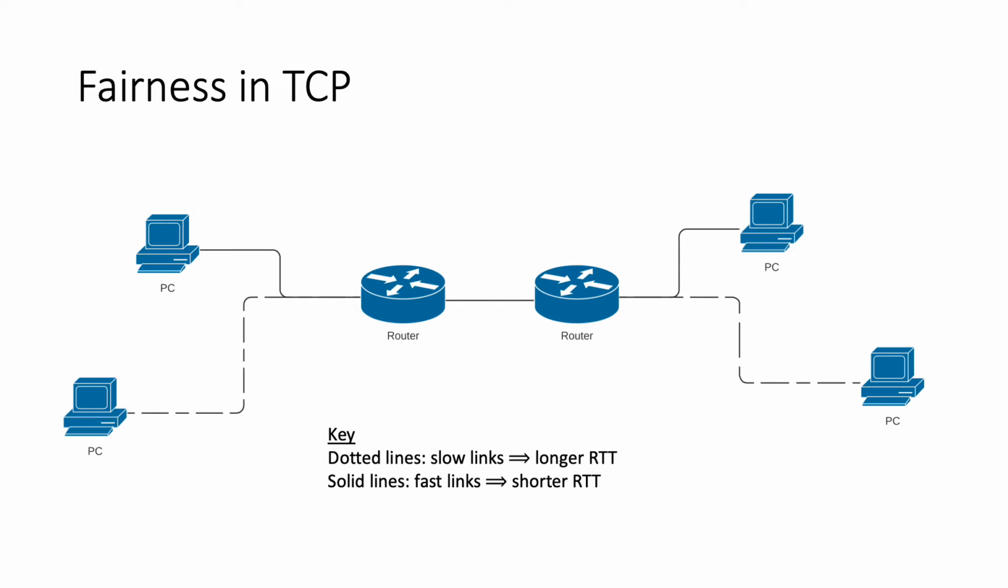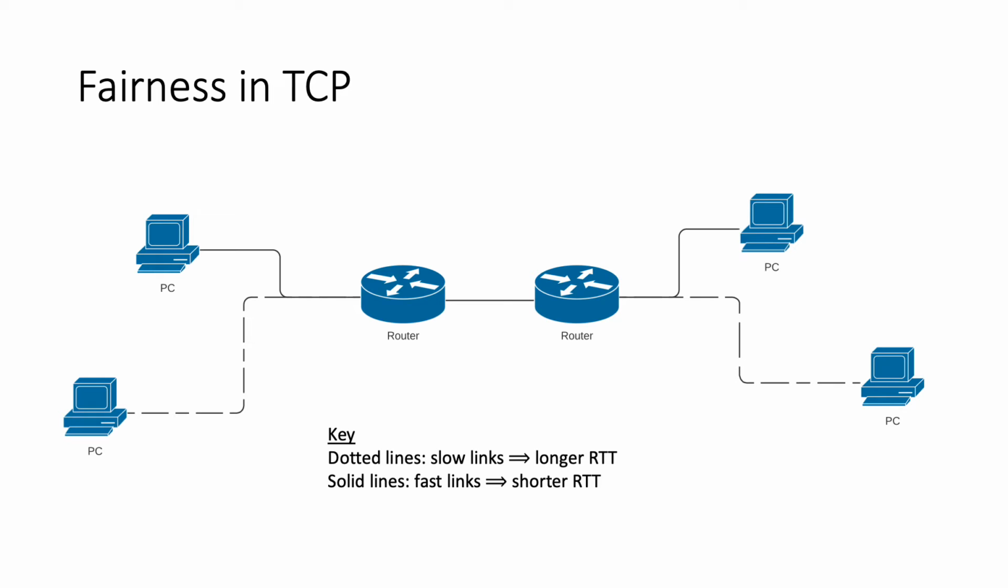One of the well-known problems with TCP's congestion control algorithm is that it penalizes links that have a longer RTT when compared to links with a shorter RTT. So for example, in this diagram, the solid lines denote a fast link and the dotted lines denote a slow link. If there was one TCP flow between the two PCs at the top, and there was one TCP flow between the two PCs at the bottom that are using that dotted line link, then both of these flows share a common bottleneck link.